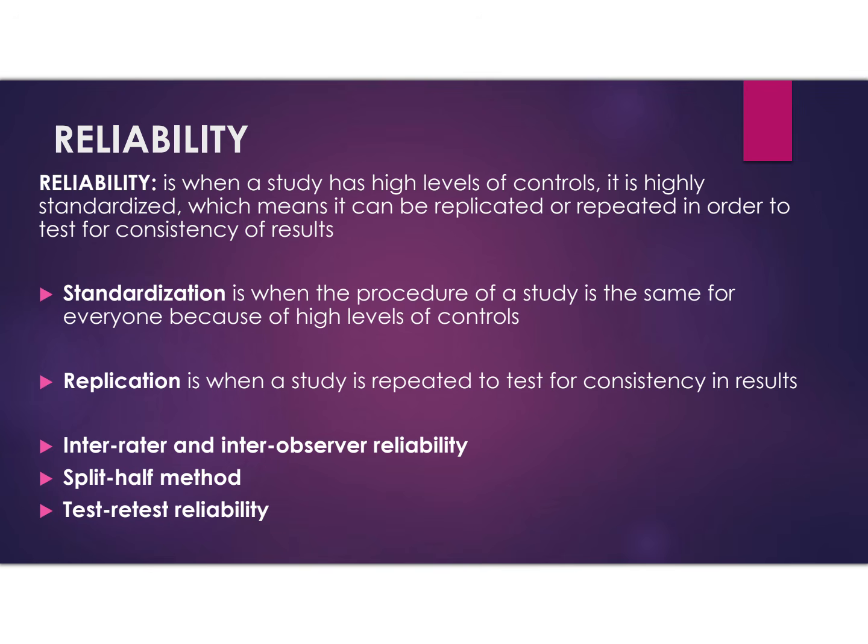Okay, reliability now. So another very important term, and another term that is affected by controls. So we know that controls are eliminating confounding variables, reducing confounding variables, hence allowing us to be sure that it is the IV affecting the DV, right? Now let's look at how controls affect reliability. So what exactly is reliability?